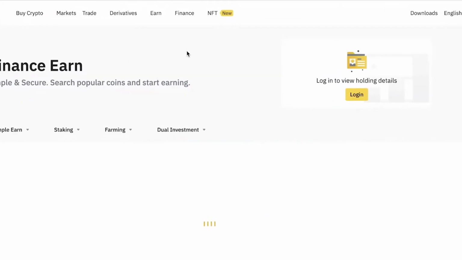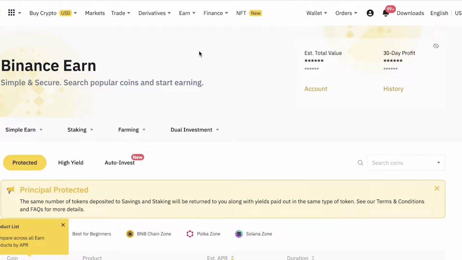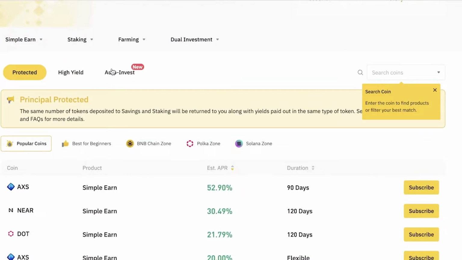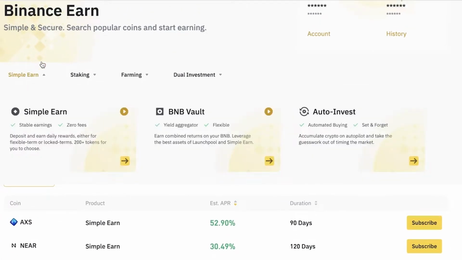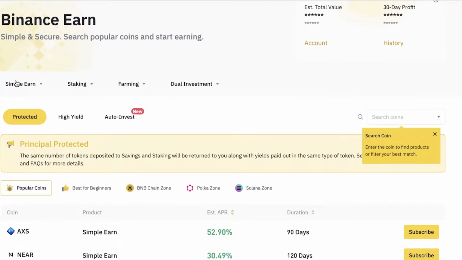So Binance Earn is a section on Binance that enables you to secure your cryptocurrency or secure your crypto tokens in more long-term investments rather than just day-to-day trading or futures trading as most people are focused on. So, Binance Earn has multiple different features such as their simple earn, staking, farming, and dual investment, and we will be discussing all of these today.